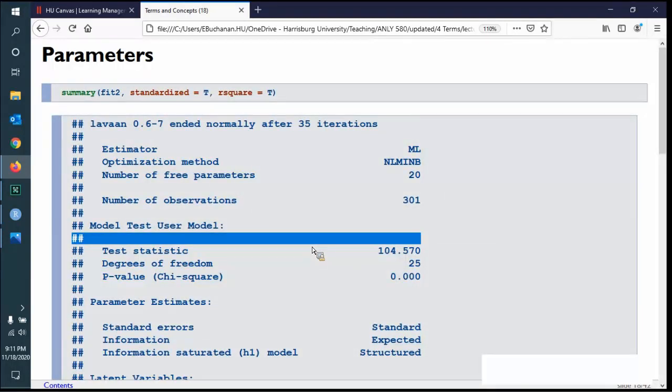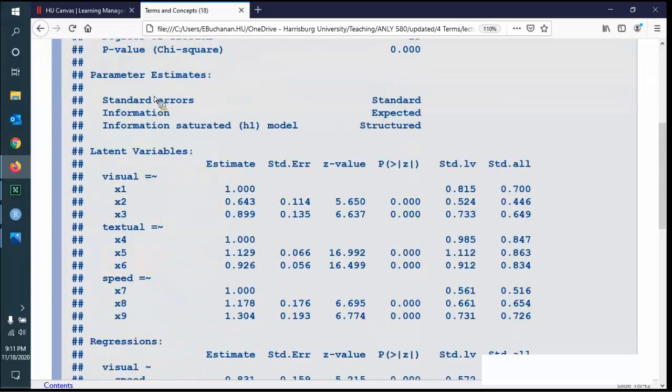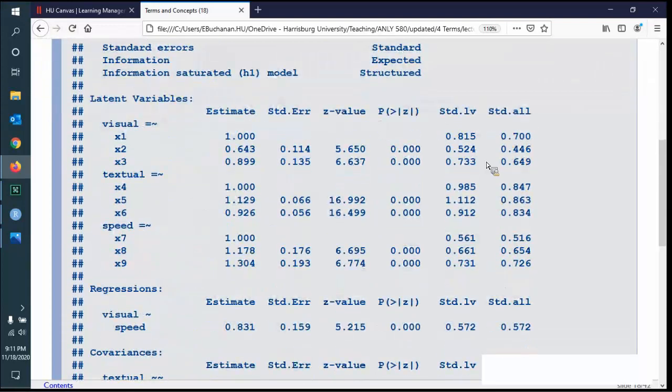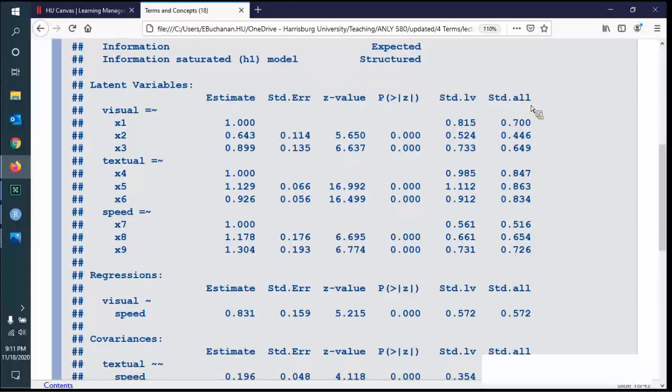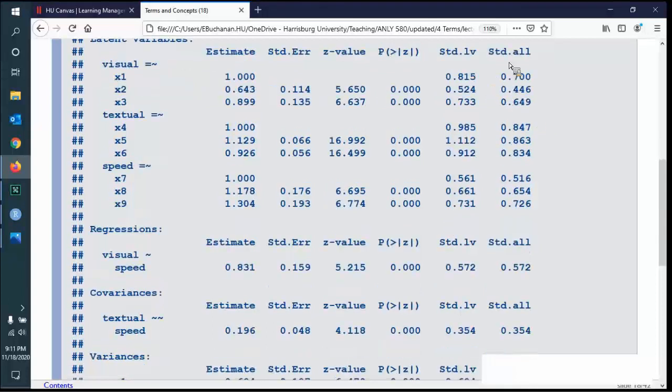So again, let's look at that same output, but this time I told it to standardize. Right now you don't have to worry too much about the code. We'll talk about these over and over again, but I'm just introducing you to it here. With the standardization, I get two extra columns, standardized latent variable and standardized all. There's actually a third one, and I don't remember what I have to do to get it, but generally we're going to look at the standardized all one.